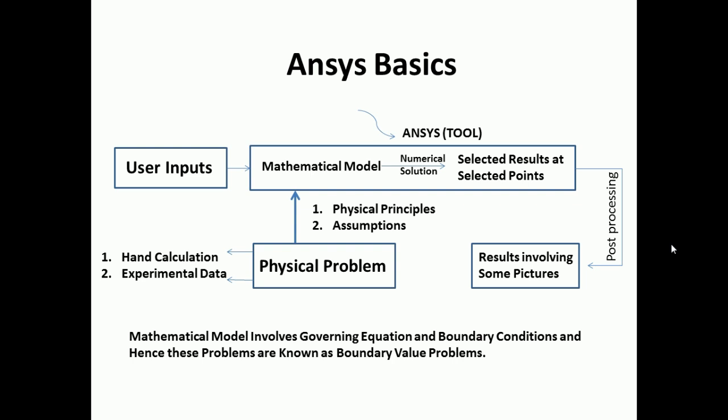Now if we talk about the physical problem, this involves two steps. First is hand calculations. These hand calculations are generally compared with the result obtained after solving the mathematical model using our tool, that is Ansys. Now second is experimental data. Experimental data is also compared with the results obtained after solving the mathematical model, and hence this whole process is known as verification and validation. So this is the simple basic of how Ansys works or how our finite element analysis moves through.